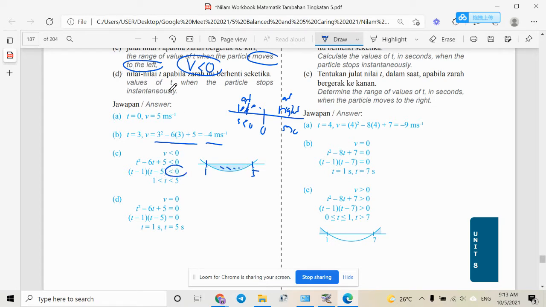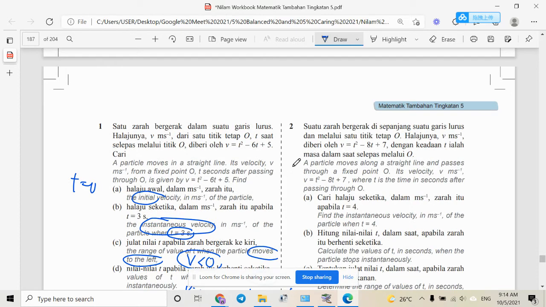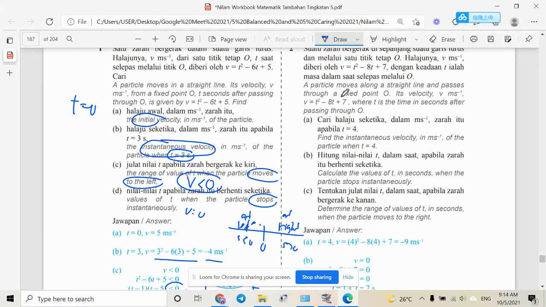Then question D, value of t when the particle stops. So the keyword for particle stops meaning that v is 0. So v is 0, just let the equation that you have for the v equal 0, factorize it and solve it, and you get two answers. So look at question 2. This one is similar, gives you a velocity formula.